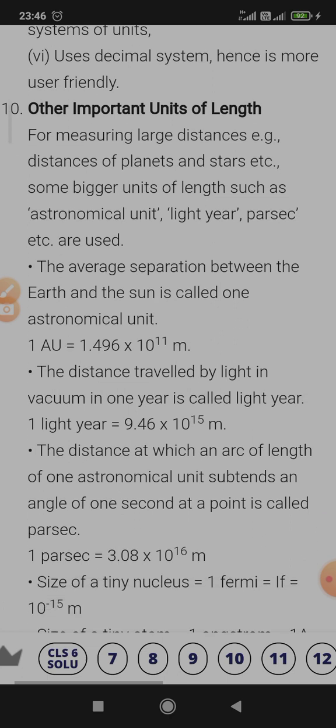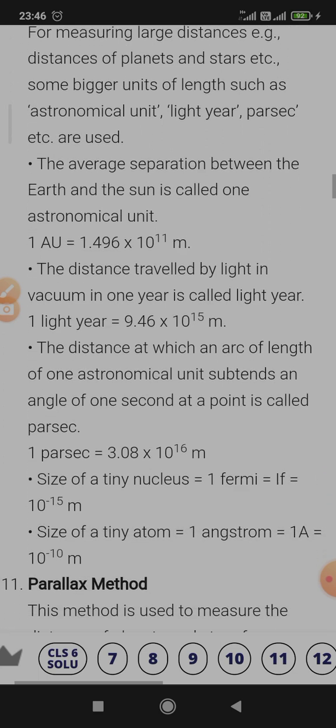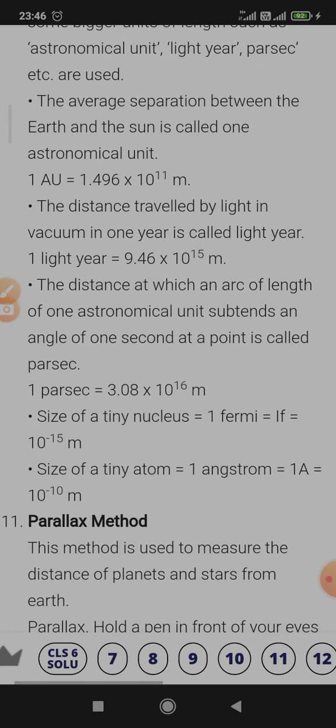Other important units of length for measuring large distances like distance of planets and stars. Some bigger units of length such as astronomical unit, light year, parsec, etc. are used. The average separation between the Earth and Sun is called 1 astronomical unit, which is equal to 1.496 into 10 to the power 11 meter. Distance traveled by light in vacuum in 1 year is called light year, which is equal to 9.46 into 10 to the power 15 meter.